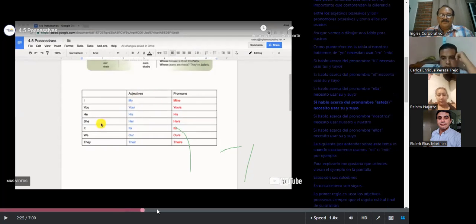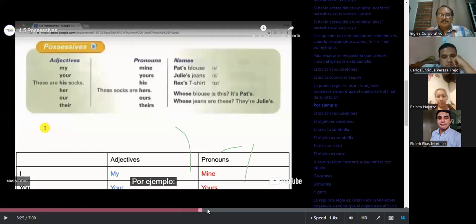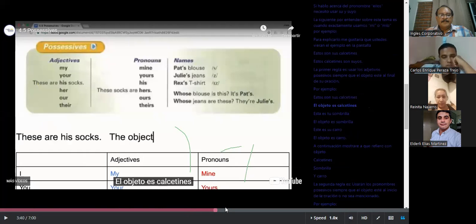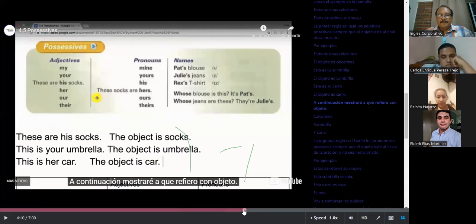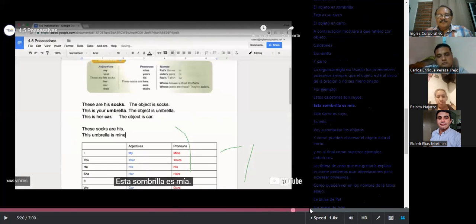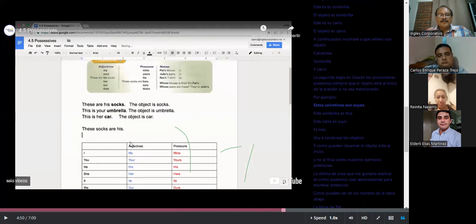Okay, and you go to this one. Okay, these are his socks. Then you can use this one. These are his socks. Estos son sus calcetines de él. This is your umbrella. This is tu sombrilla. And this is her car. Su car. Okay.